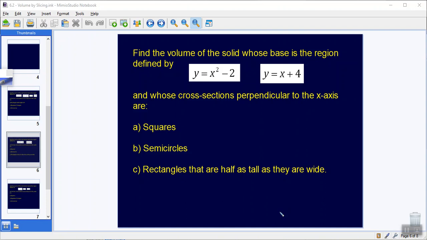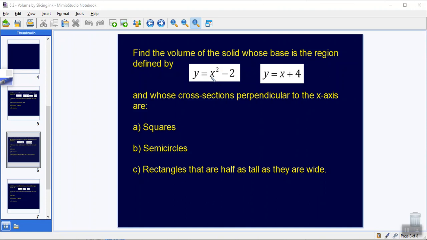We're going to try today and run through one where we draw the base of the solid using the given equations, and then we're going to slice perpendicular to the x-axis to build the cross sections. They'll either be squares, semicircles, or rectangles that are half as tall as they are wide in this one. And then the other one we will try and draw and slice perpendicular to the y-axis for you in this one.